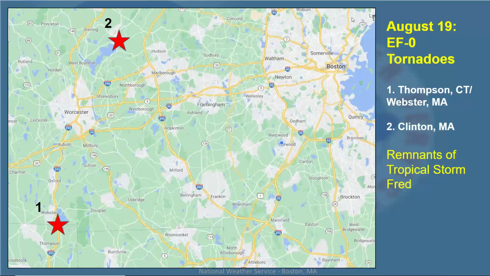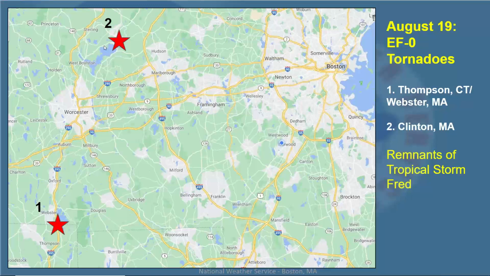And so for this event, we ended up having two tornadoes. The first of which crossed the state line from northeast Connecticut into central Massachusetts, and then the second one was further north, across north central Mass, north of Worcester. Those two tornadoes were both EF0, so the lowest on the rating scale.